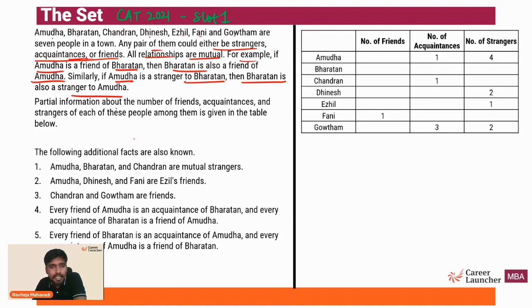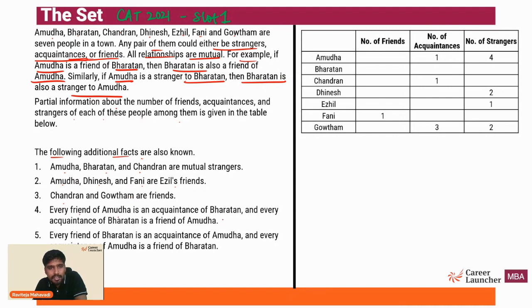Partial information is given about the number of friends, acquaintances, and strangers of each of these people. So the following additional facts are also known. A, B, and C are mutually strangers. A, B and C have no relationship with each other. A, D, and F are E's friends. C and G are friends.